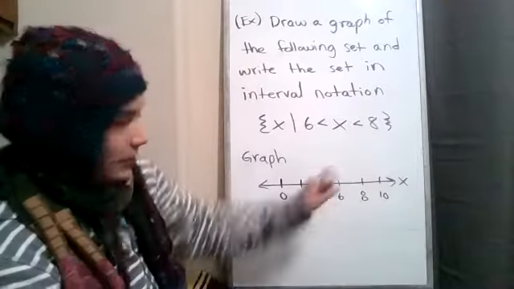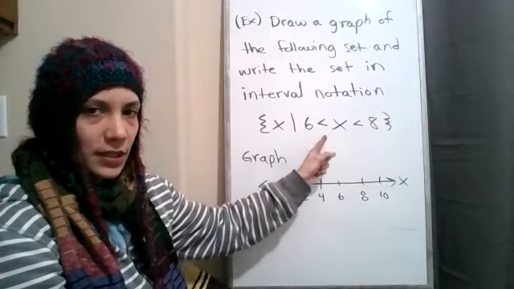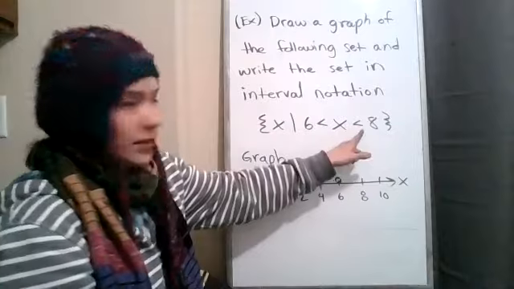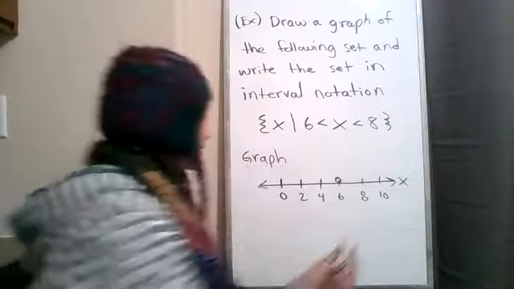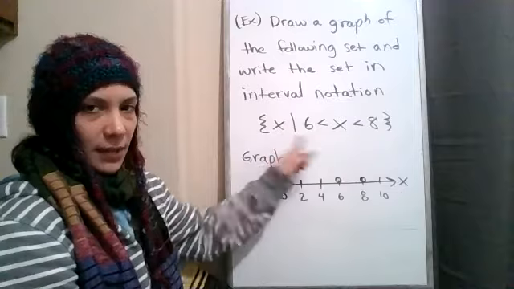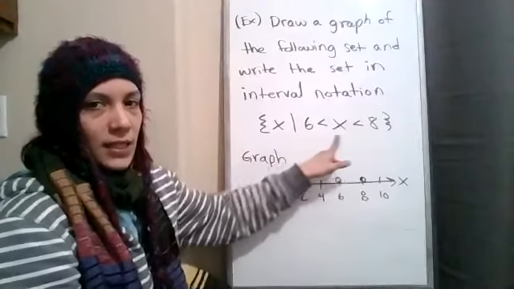Okay, so I've got my graph ready. We have an open circle on 6 because there's a strict inequality, and also a strict inequality for 8. You want all the values of x that make that statement true. So x is between 6 and 8.